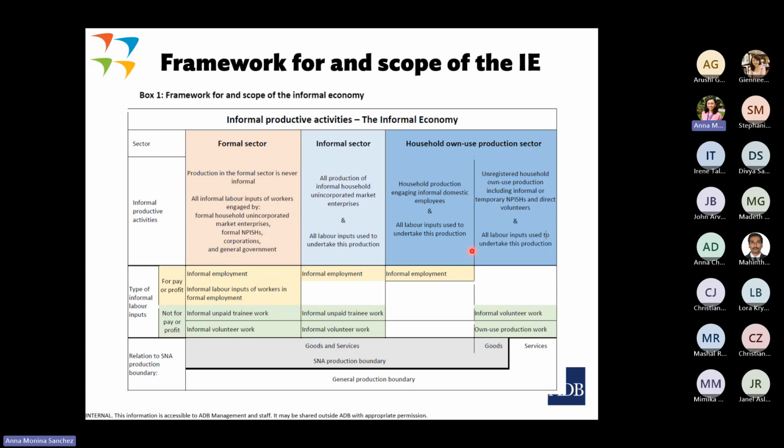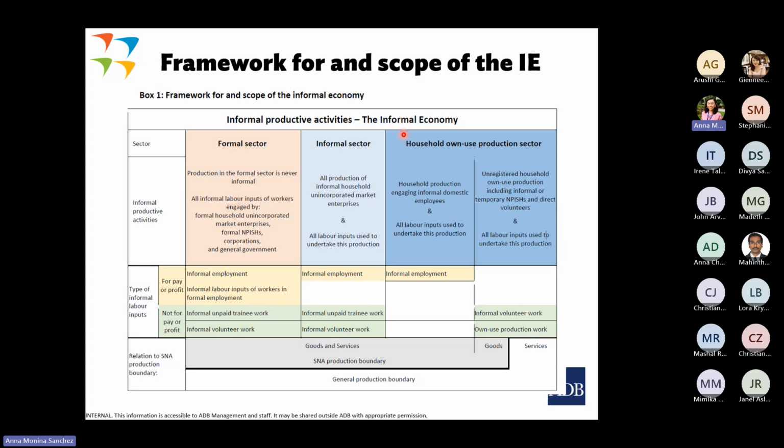So under the formal sector, as I also mentioned earlier, there are no informal productive activities here. The type of production is always formal. However, the guidance note also notes that there are informal labor inputs that result in formal production. So in order for these inputs to be part of formal labor inputs, they must be engaged by formal sectors or institutions. Okay. The type of labor inputs for pay or for profit may include informal employment or informal labor inputs. Also, for not for pay or for profit, there may be some informal, unpaid, and volunteer work under the formal sector.